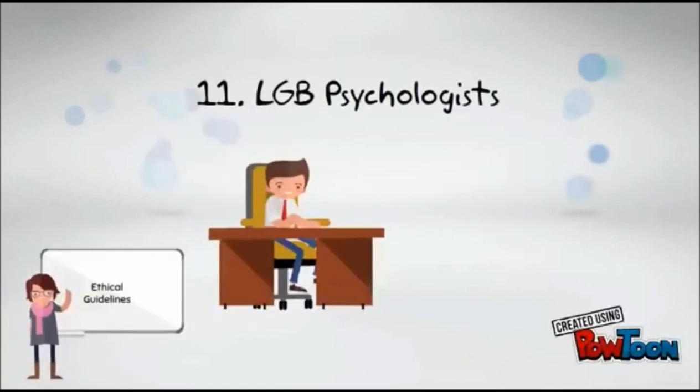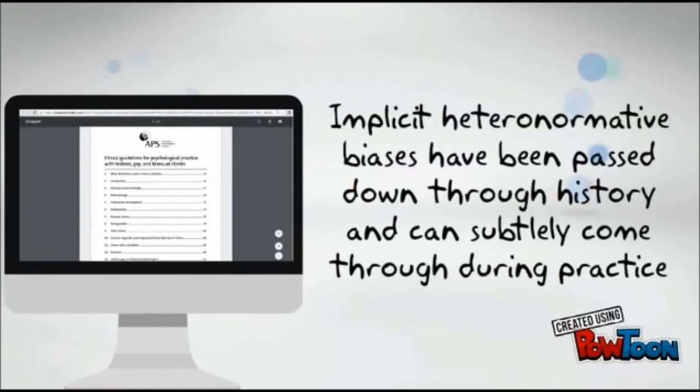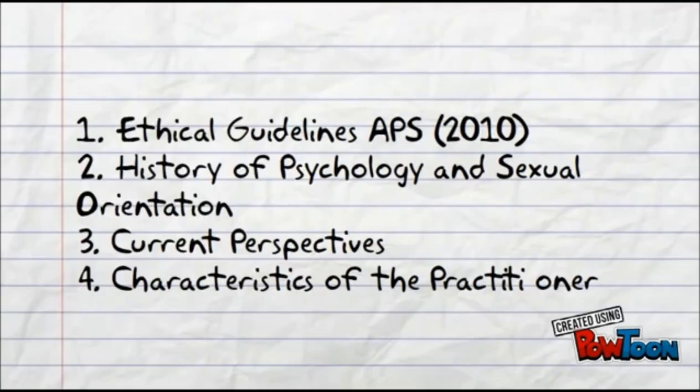Often LGB psychologists working with LGB clients will find themselves working and living within a small subgroup of the wider community. The guidelines advise particular vigilance in respects to the privacy and confidentiality codes. It feels bizarre reading these guidelines as it feels like this is the obvious way we should be treating LGB clients. However, implicit heteronormative biases have been passed down through history and can subtly come through during practice. So now that we've gone through the guidelines, let's look at the history of psychology and sexual orientation.